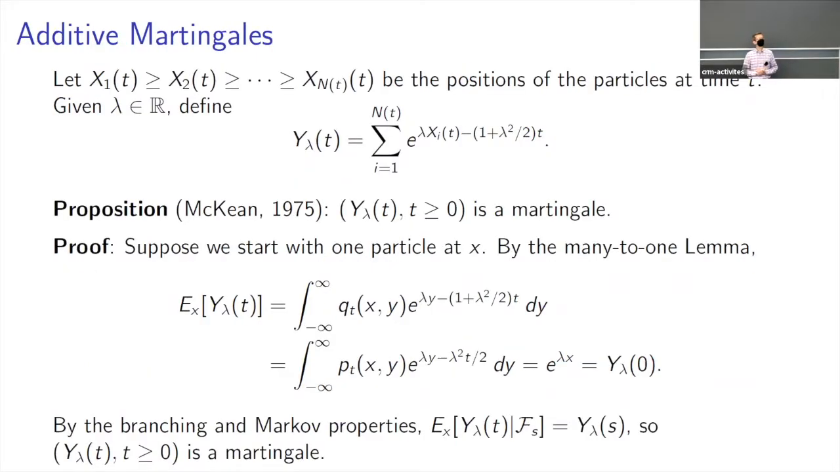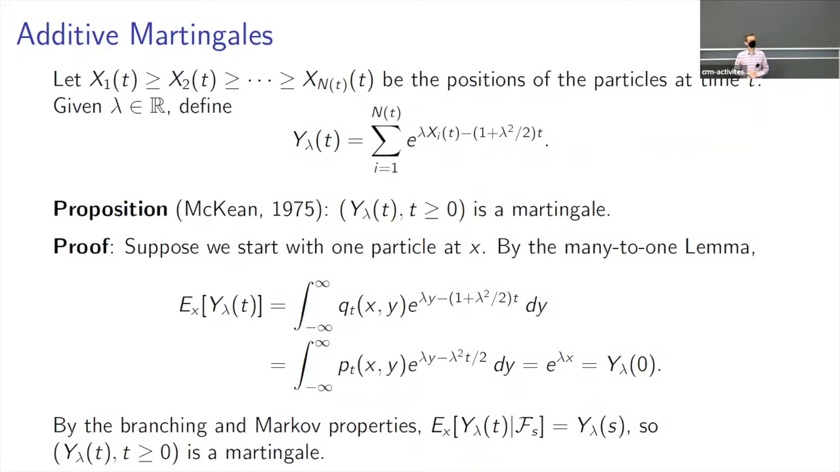Now, I also want to introduce the additive martingale. Recall that N(t) is the number of particles at time t, and I'm going to let X_1(t), X_2(t), and so on denote the positions of the particles at time t. We'll take a real number lambda, and then I'll define Y_lambda(t) to be this sum here. So we're taking a sum over all of the particles at time t, and the contribution to the sum from a particle located at x is proportional to e to the lambda times x. So if lambda is positive, we're giving more weight to particles that are to the right of the origin.